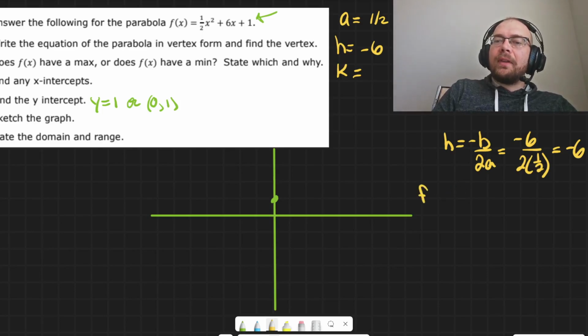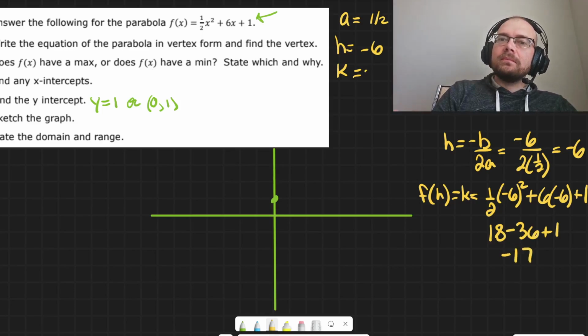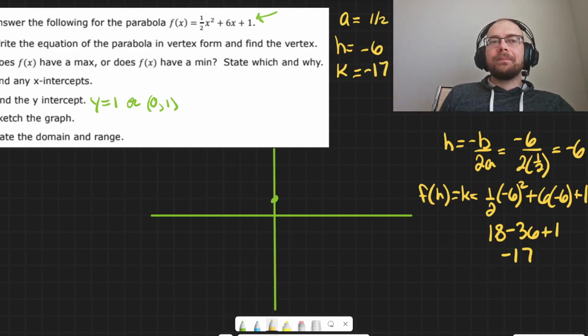So f of h is k. I just plug in negative 6. So 1/2 times negative 6 squared plus 6 times negative 6 plus 1. 6 squared is going to be 36. 36 over 2 is 18. And then that's going to be minus 36 plus 1. So that's going to be negative 18 plus 1, which is negative 17. So k is negative 17.